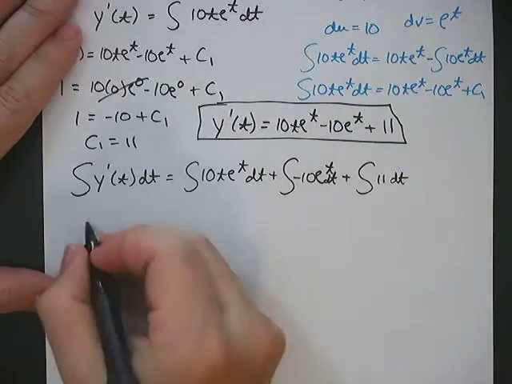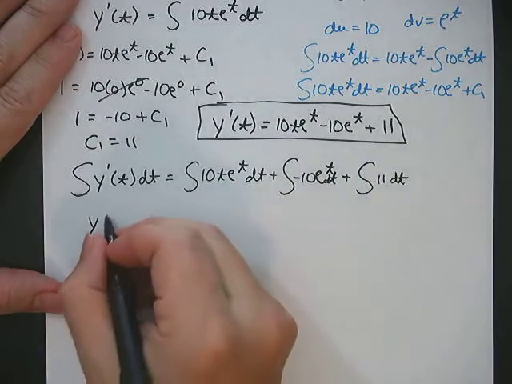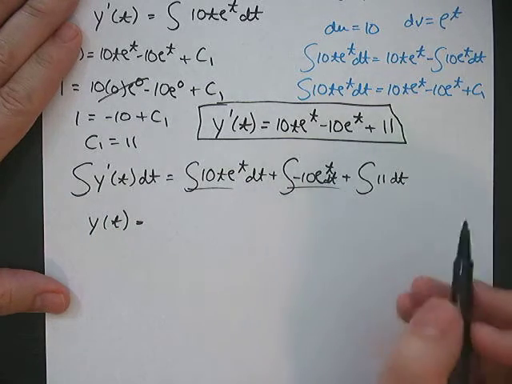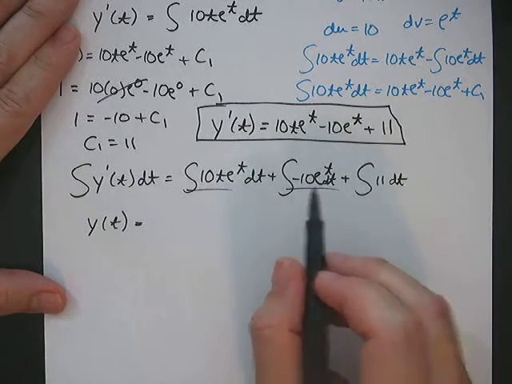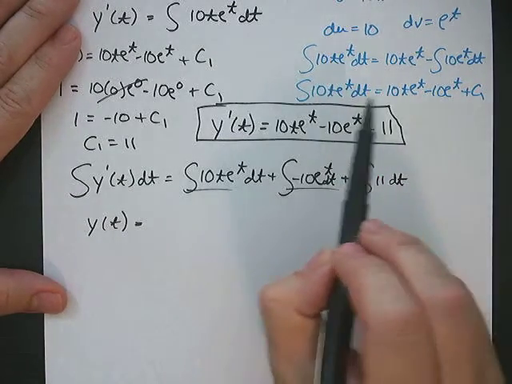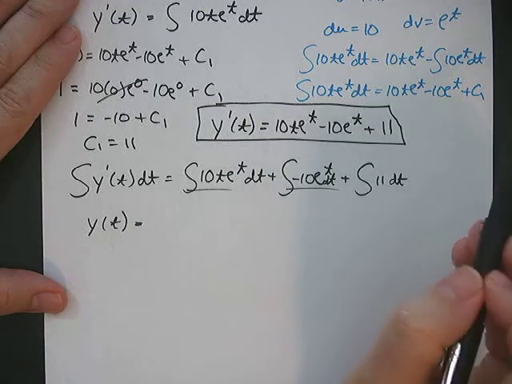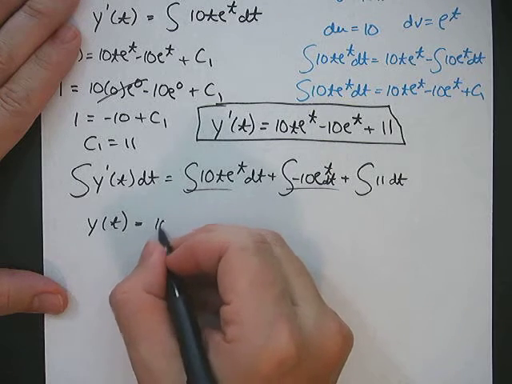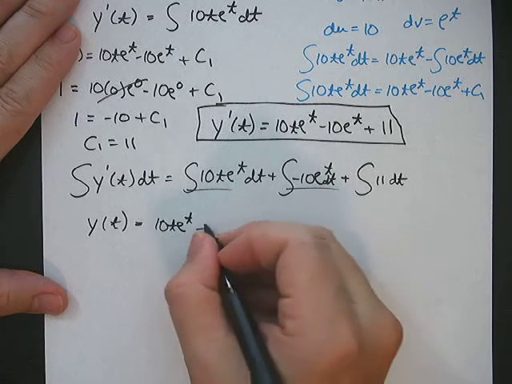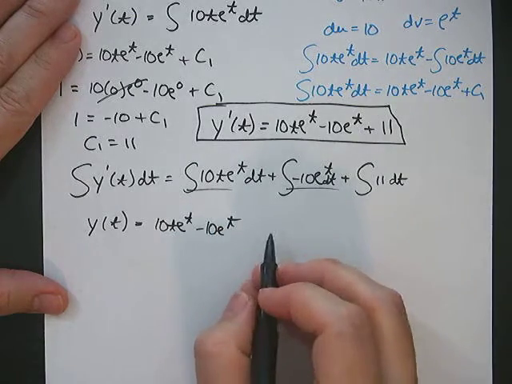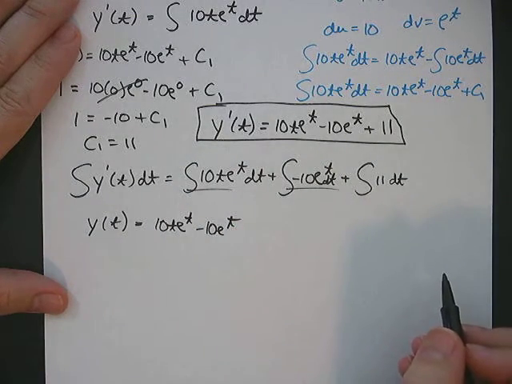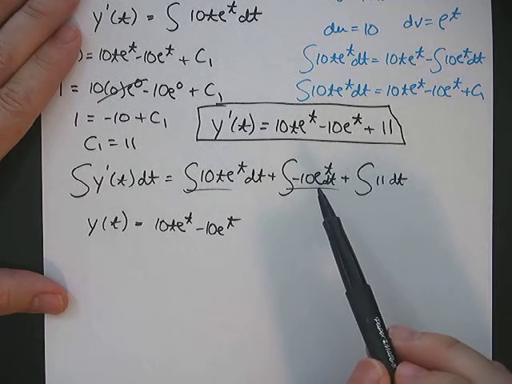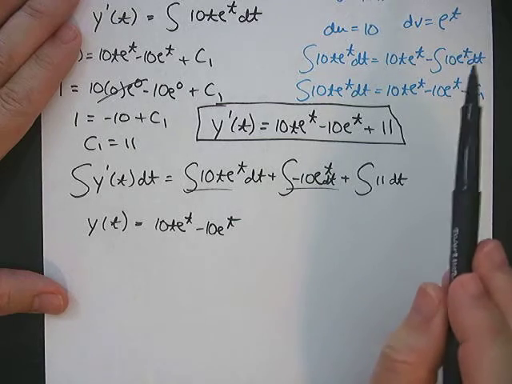Okay, so this becomes y because it's the derivative and we're taking the antiderivative, equals, this one we've already figured out, and this one we've already figured out, okay, early in the problem. So we look up here, we've got this is equal to this. We don't need the c yet. We'll write that at the very end. So on the first one, we get 10t e to the t minus 10 e to the t. Okay, that takes care of the first integral there. And then on the second integral, we've already done that one as well. Negative 10 e to the t, we did it in this step right here.